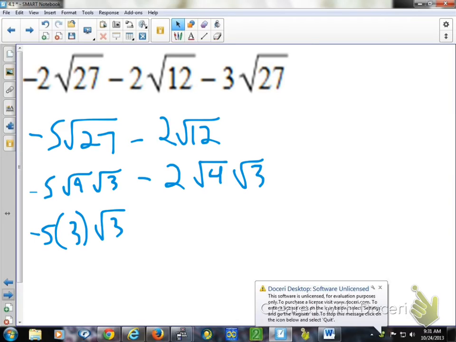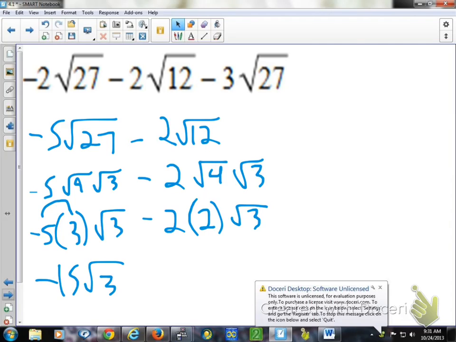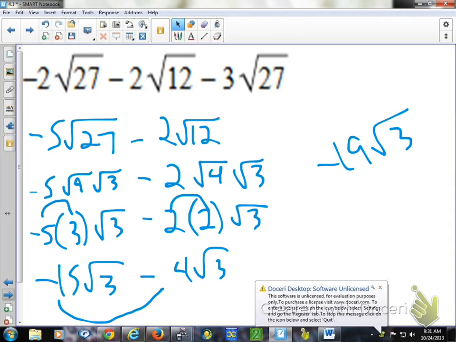Radical. Now, you could skip this step, but I want to show everything. Minus 2. What's the square root of 4? 2. Radical 3. So what's -5 times 3? -15. Radical 3. And then that was 4. So we're almost done. Are those last two things common? Yeah! So what's -15 minus 4? -19. Radical 3. Sweet! That was awesome. And the whole thing boiled down to that.